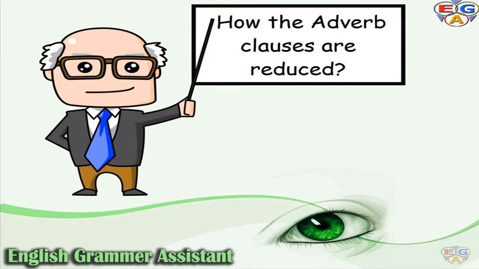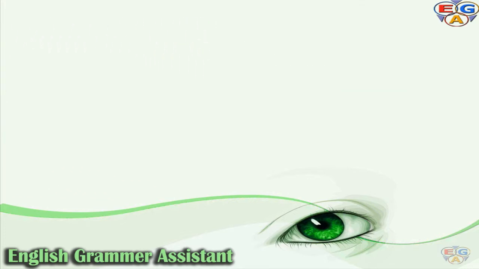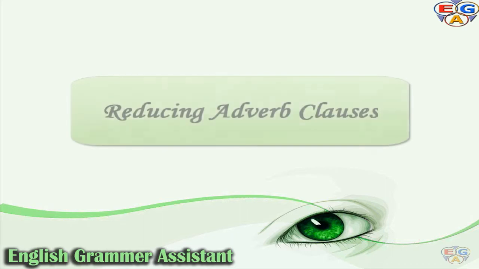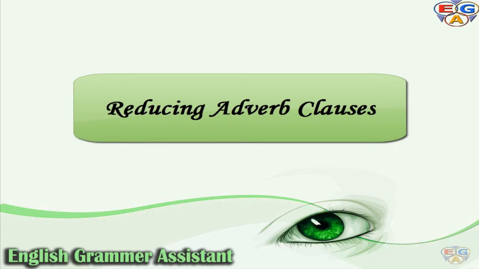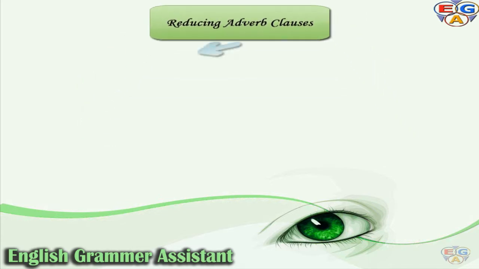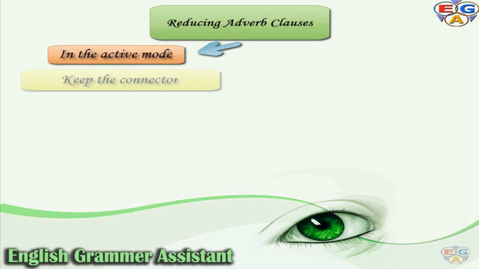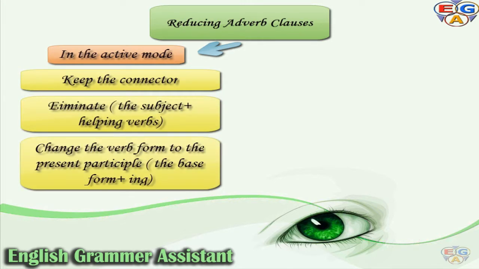How the adverb clauses are reduced. The adverb clauses are reduced the same way the adjective clauses are done, with slight difference. When the verb of the adverb clause is in the active mode, we keep the connector, eliminate the subject, plus helping verbs, and add ing to the present form of the verb.